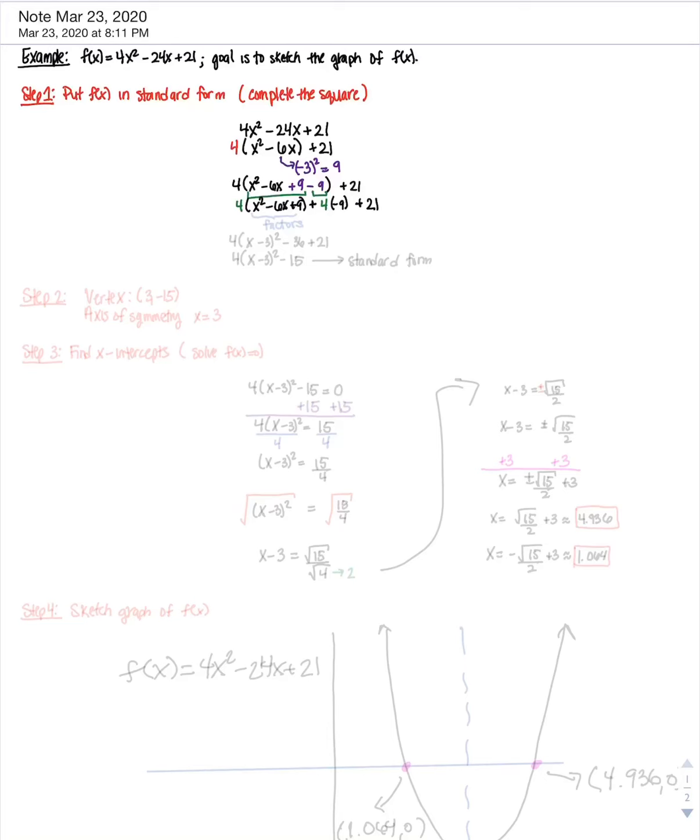Now what's nice about grouping it this way is that now this polynomial right here, that quadratic, it factors as a perfect square. So we end up getting 4 times the quantity x minus 3 squared minus 36 plus 21. So our last step is that we have 4 times the quantity x minus 3 squared minus 15. So our standard form is exactly what we just found. This is our standard form.